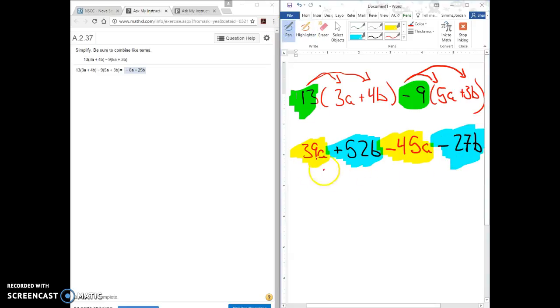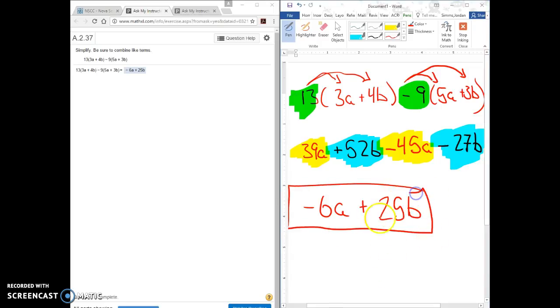And now we'll combine some like terms. Let's do the a's here. I have 39, take away 45, that's going to be minus 6a. And then I have 52 minus 27, and that's going to be 25b. So there we go. Combined like terms. And again, I could write this the other way, right? I could write 25b minus 6a. It's the same thing. I'm just regrouping those terms.